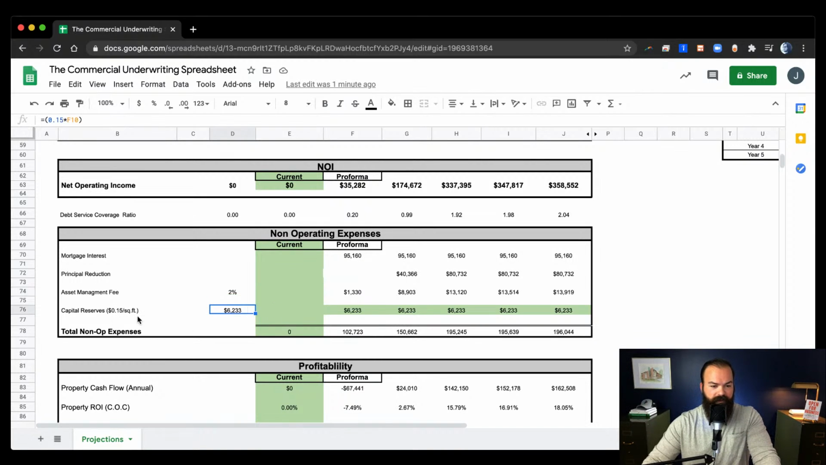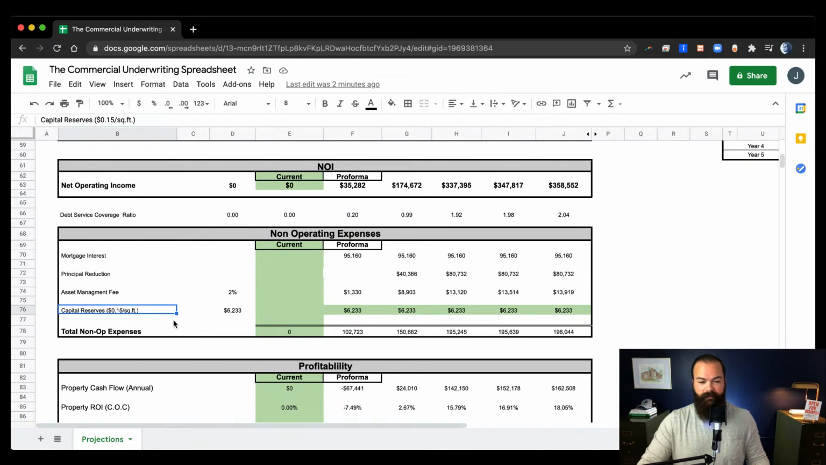Capital reserves. Now, depending on the quality of the building and how much upfront renovation I'm doing, this will be on a commercial building anywhere from 15 to 35 cents a foot. Again, just depending on if I do a very heavy front load renovation, which is what I'm doing on this property, that's going to be on the lower end because I know that I'm probably not going to have to spend too much.